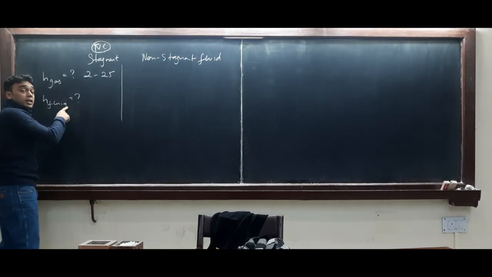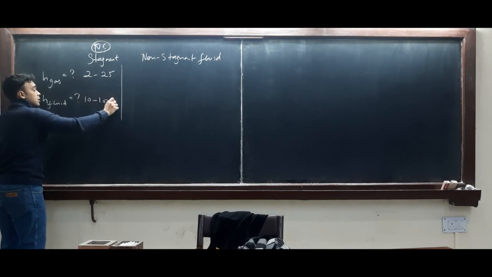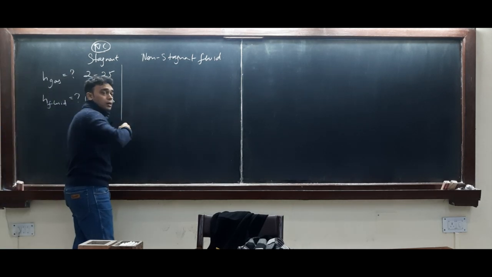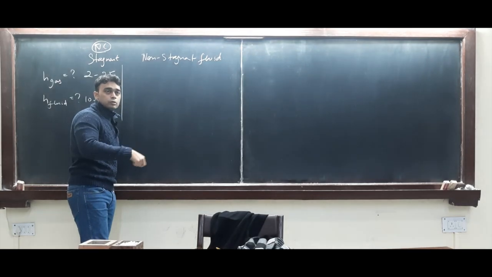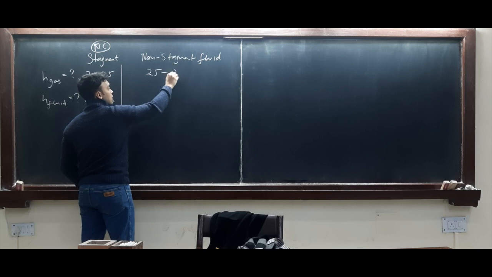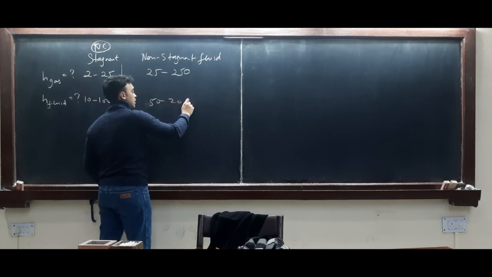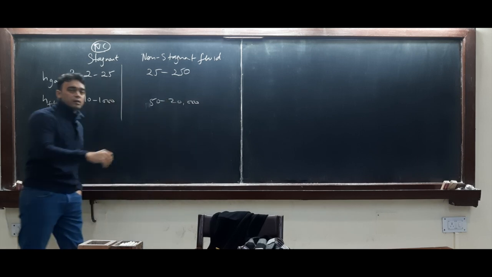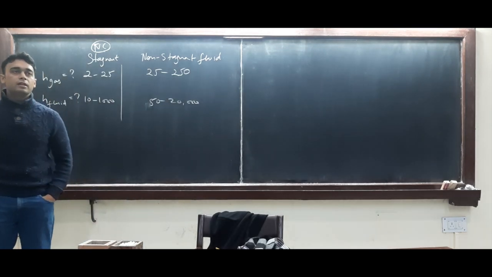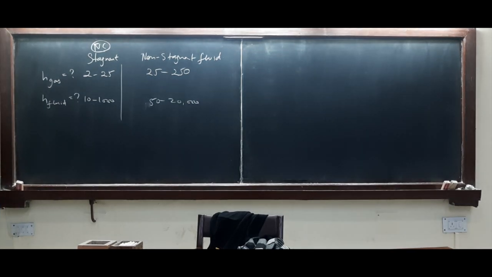For liquid it is 10 to 1000. For forced convection, there will be induced mixing, so 25 to 250. And for liquids, 50 to 20,000, but it will go even higher depending on if you are going really crazy on the velocity. Yes? So these are some of the values.